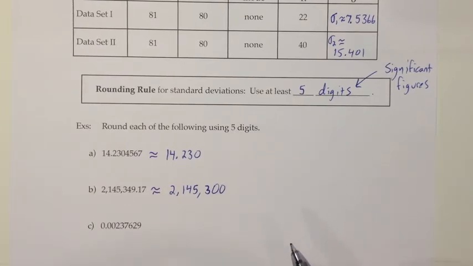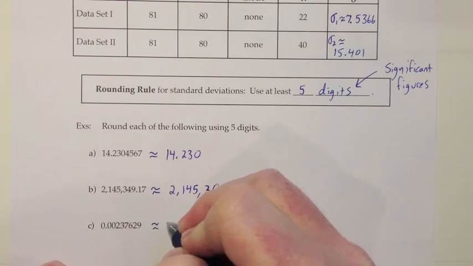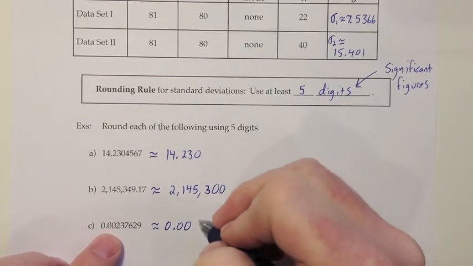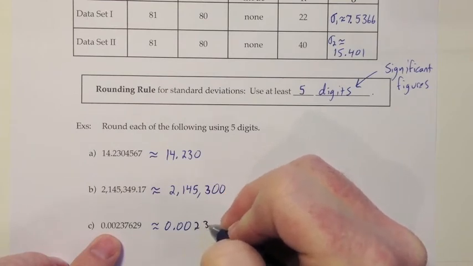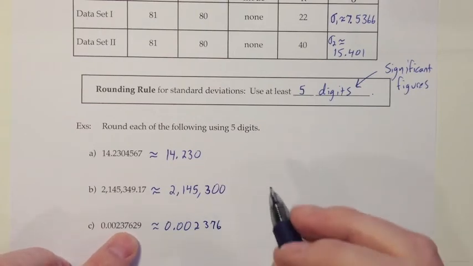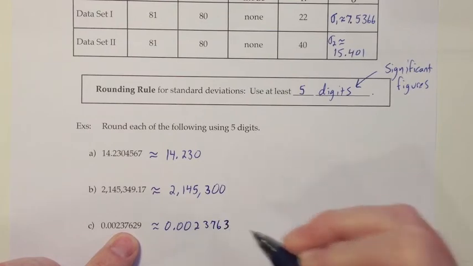The thing that's tricky about part C is that the zeros at the beginning of a small number do not count either. And so when I start counting my digits, I wouldn't count any of those as significant. So the 2 is the first one, so the 2, the 3, the 7, and the 6. Now I've got 4 significant figures written down. I need 1 more, and so that would be the 2, but it's followed by a 9, so I'd round that up to a 3.